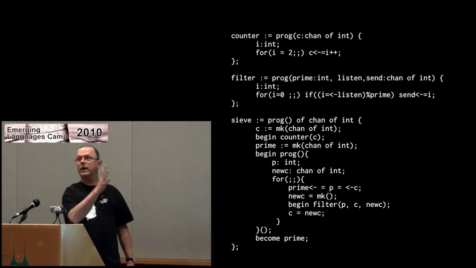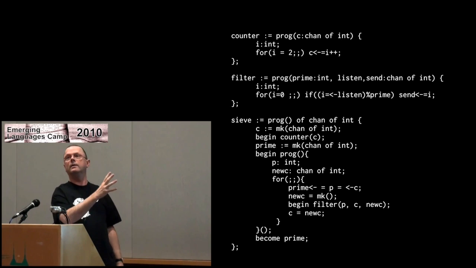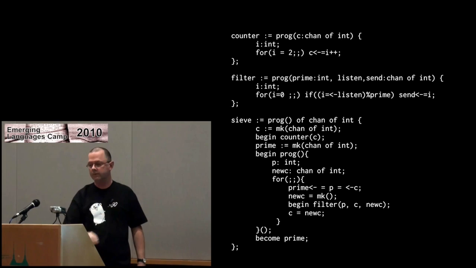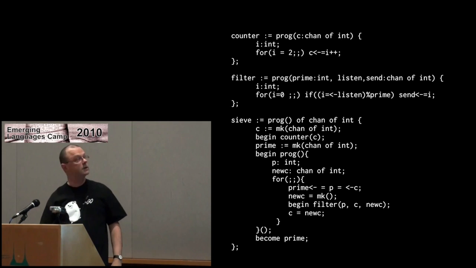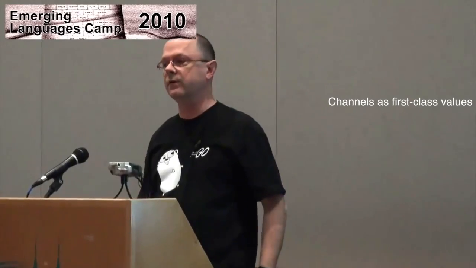This is the way to write the prime sieve. It doesn't matter how many primes you get. You don't have to pre-declare 1,000 primes or something like that. This gives you the programmatic ability to stitch an arbitrary dynamic structure out of channels. And so channels here are first-class values. And this is the fundamental difference on this arc.